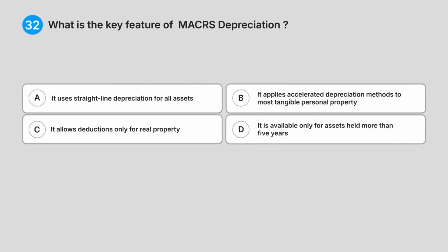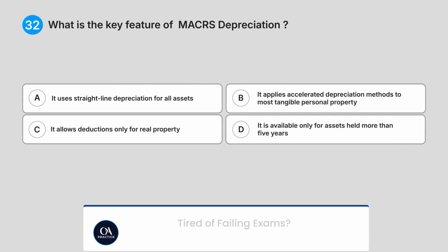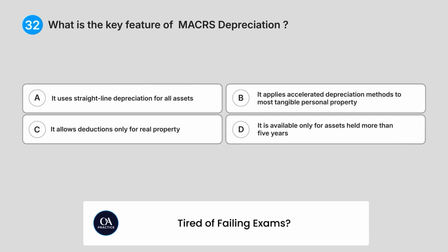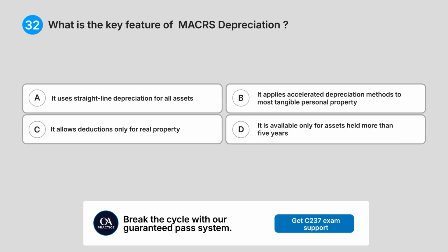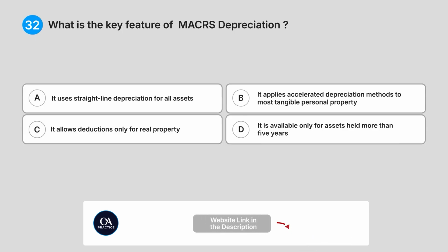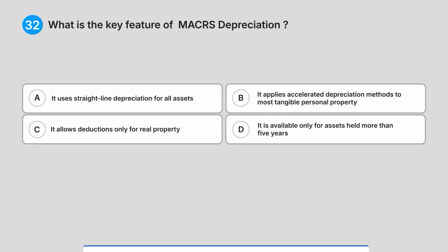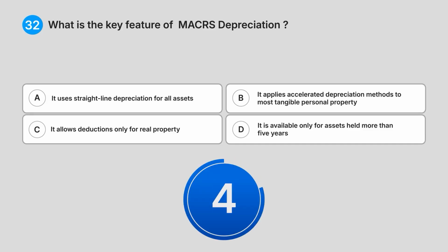32. What is the key feature of MACRS's depreciation? A. It uses straight-line depreciation for all assets. B. It applies accelerated depreciation methods to most tangible personal property. C. It allows deductions only for real property. D. It is available only for assets held more than 5 years. What do you think is the answer?